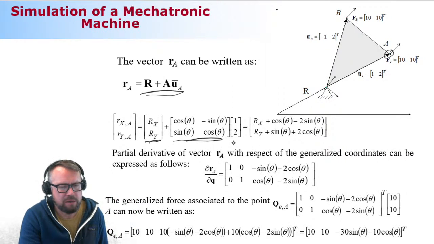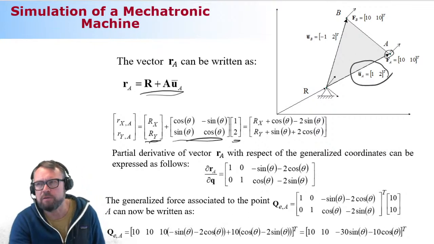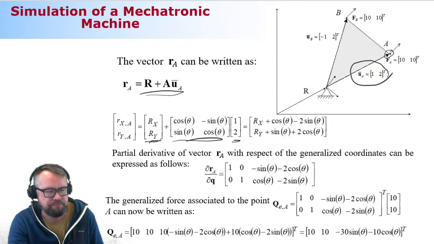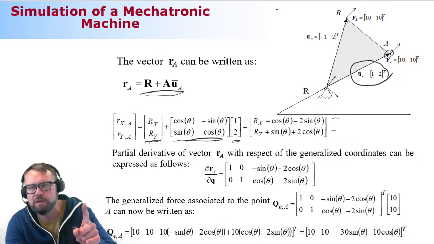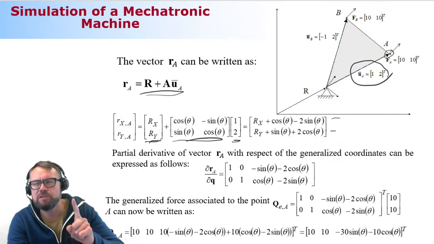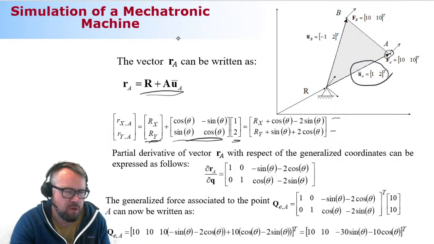2x2 rotation matrix, and then vector u bar. And vector u bar can be found here. So it's a matter of a substitution. You do the math and you get a vector of two components, which is then differentiated with respect to what? Generalized coordinates.